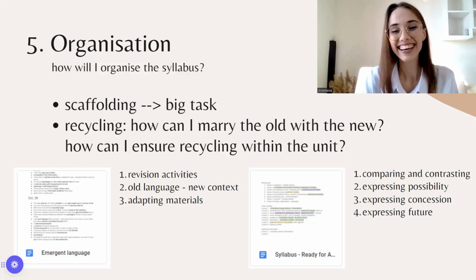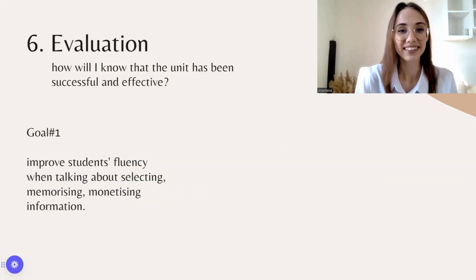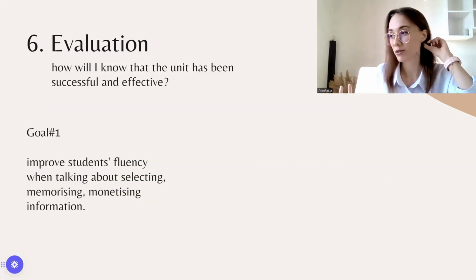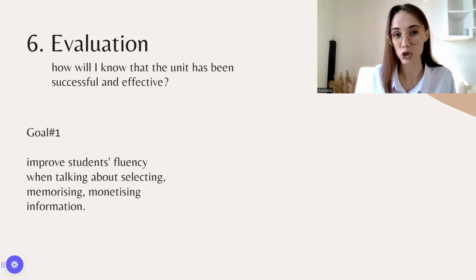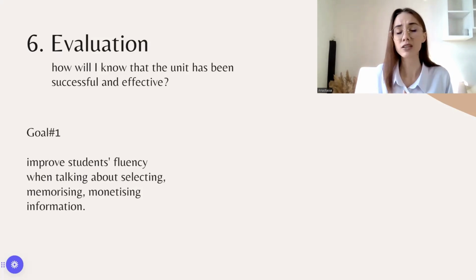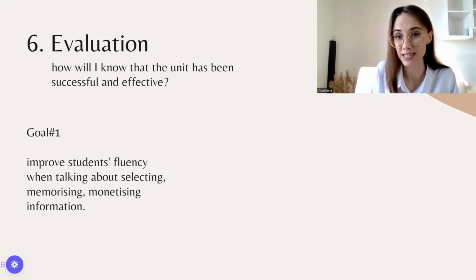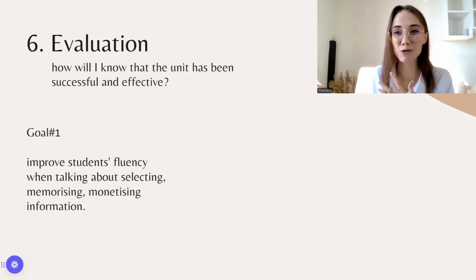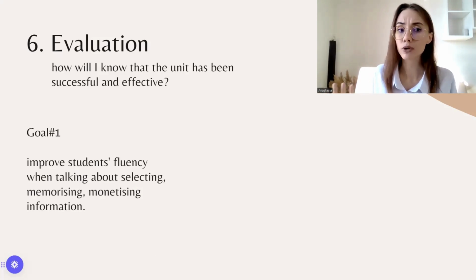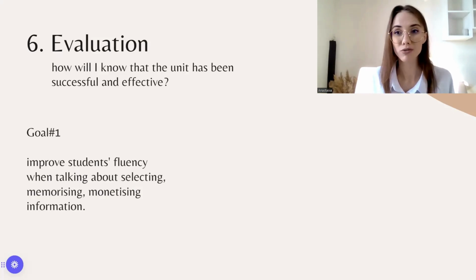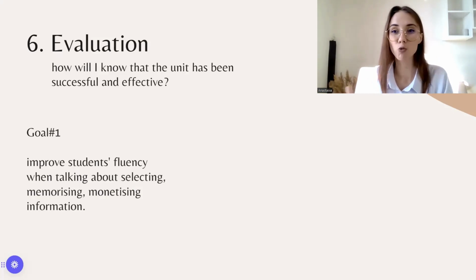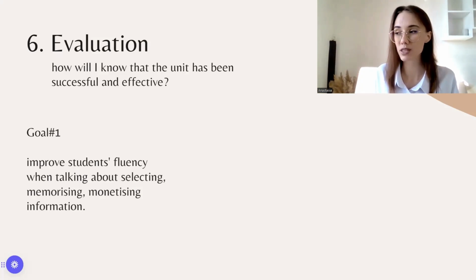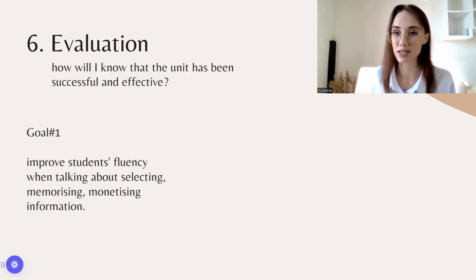I love this. Okay. Now, evaluation. So why do we need goals if we don't know if we manage to achieve them or not? How will I know that the unit has been successful and effective? I need to make sure that I can somehow measure the goals. Remember, SMART goals have to be measurable. So improving fluency is such a vague goal, right? How do you know that you have improved fluency? So we need to come up with some kind of evaluation system.